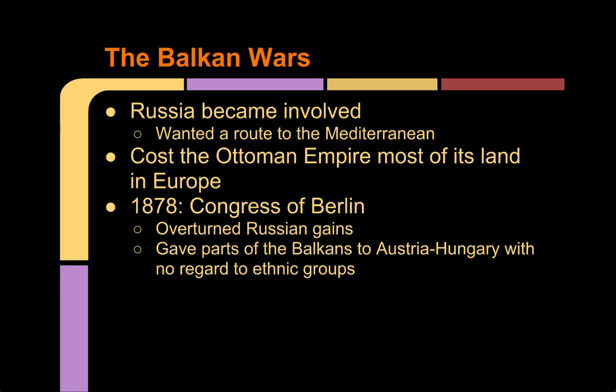Now, what's going to happen is the Ottoman Empire is going to lose most of its land in Europe, okay? And by 1878, the Congress of Berlin is going to meet, and what they're going to do is overturn Russian gains from the Balkan War, and they gave part of the Balkans to Austria-Hungary with no regard to the ethnic groups. This is going to lead to turmoil, because what the Balkan Peninsula will eventually be called is the powder keg of Europe.